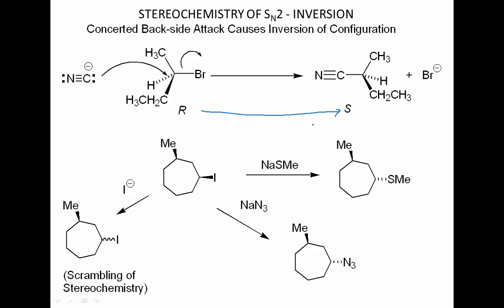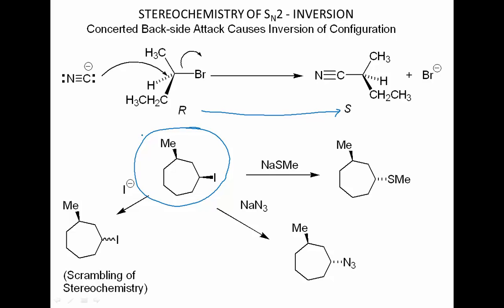Okay, let's look at some examples. So for example, if we took a compound where the halide has some definite stereochemistry, like this cycloheptyl iodide with a methyl group here, we could predict that the product of any SN2 reaction ought to be the product with inversion of configuration. And you see that right here. The reaction with the thiolate produced the sulfide with inversion of configuration. The reaction with sodium azide produced the azide with inversion of configuration.